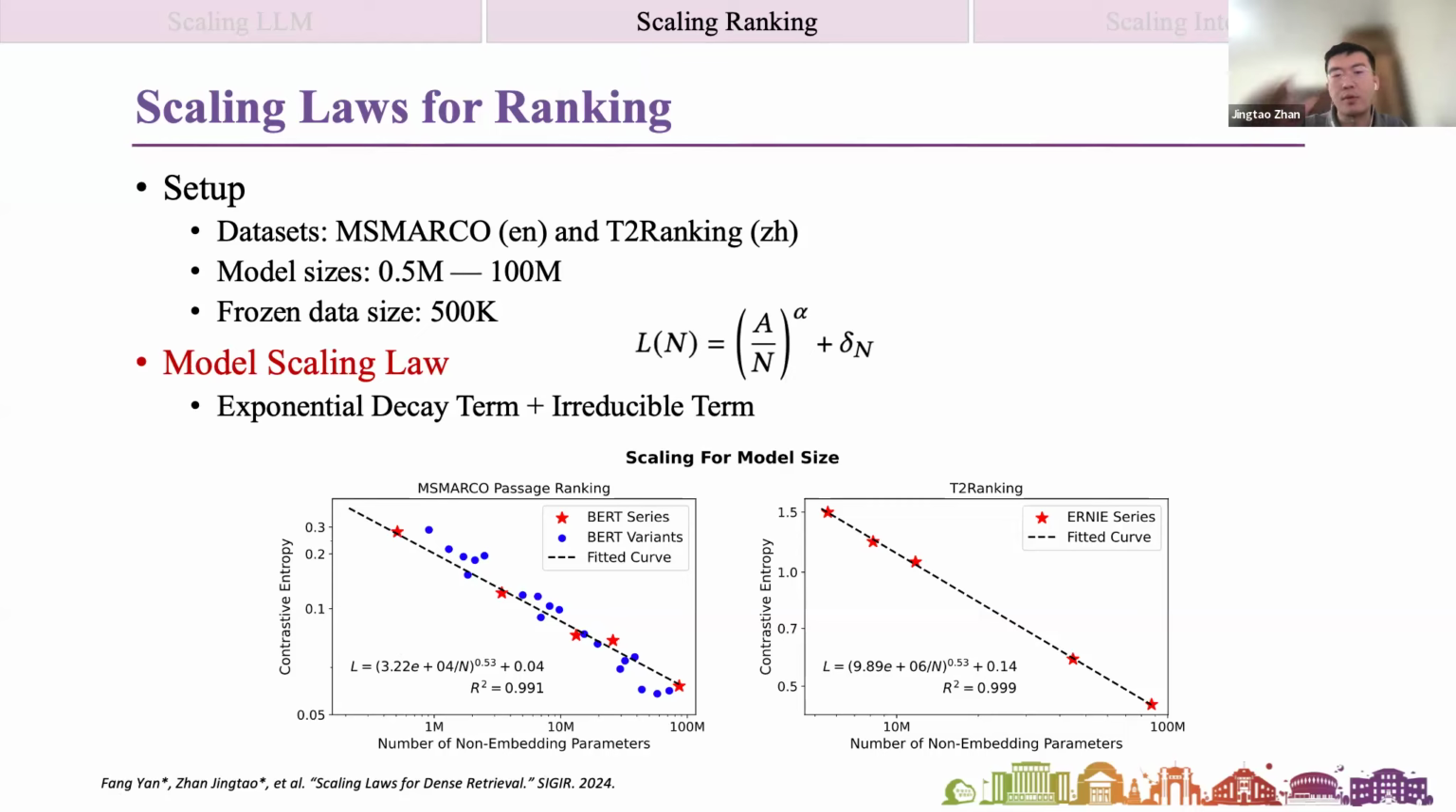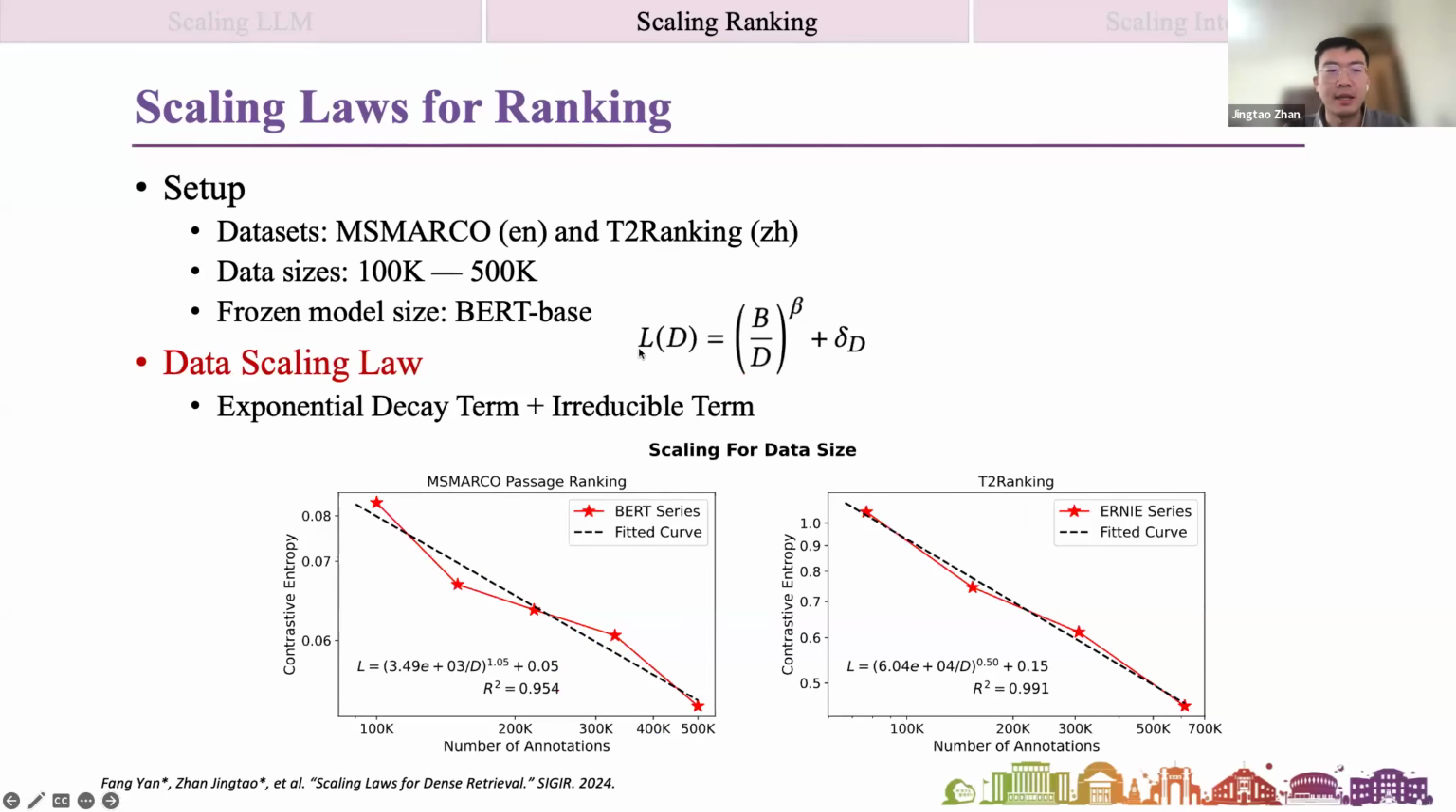We can find the data points all fall along a straight line, showing that this actually is a power law relationship. And this is the model scaling law, so we have this mathematical formulation to show the relationship between the model size and the cross entropy loss. The N is the model size and L is the cross entropy loss. We can also find a similar data scaling law. The x-axis is data size, and the y-axis is cross entropy loss.